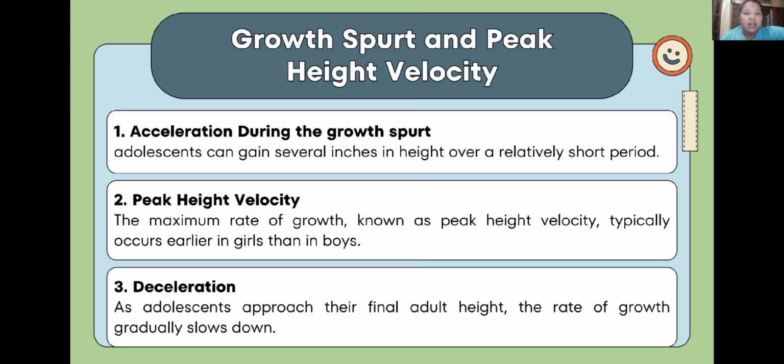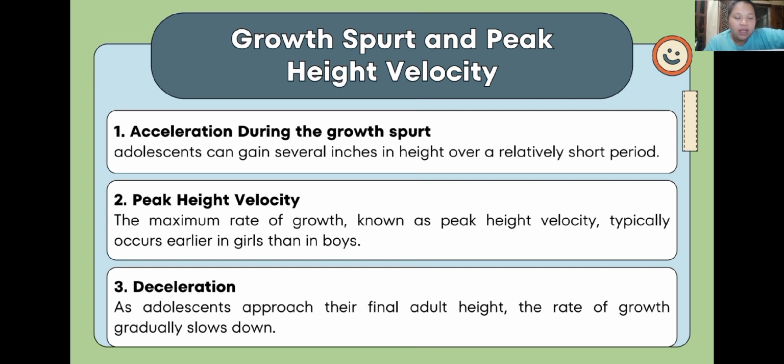First is the acceleration during the growth spurt. Adolescents can experience a rapid growth spurt, gaining several inches in height over a short period during puberty. For example, a teenager may grow 3 to 4 inches in a year, especially around the time of their peak growth phase. This rapid growth is influenced by hormonal changes in the body.